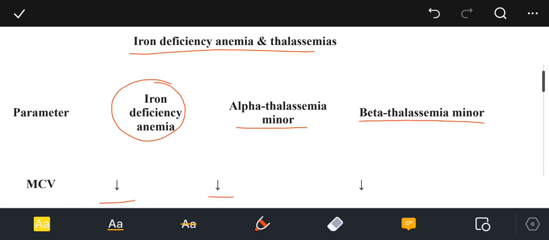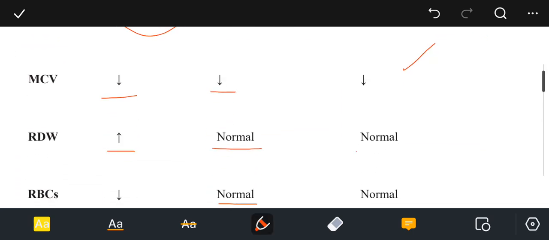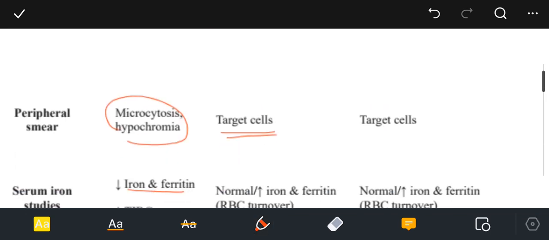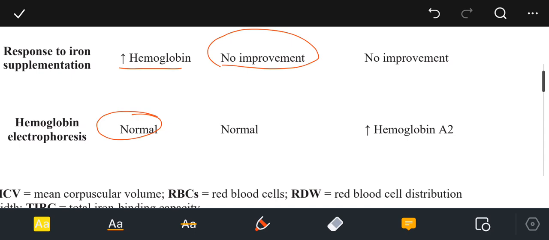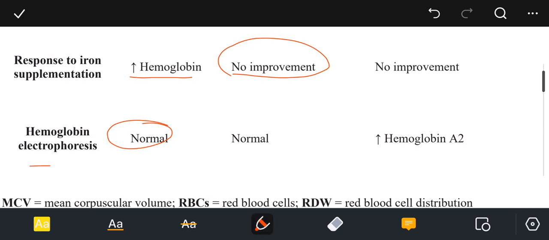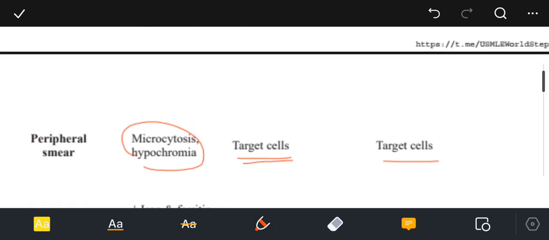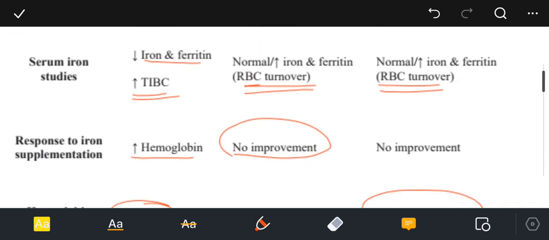Then we have beta thalassemia minor. The mean corpuscular volume will be decreased. Then the RDW will be normal. RBC count will also be normal. The peripheral smear will show target cells. Serum iron studies will show normal or increased iron and ferritin, and RBC turnover, and response to iron supplementation will show no improvement. Hemoglobin electrophoresis in beta thalassemia minor will show increased hemoglobin A2, while in alpha thalassemia minor the hemoglobin electrophoresis will be normal. Now let's read the discussion.